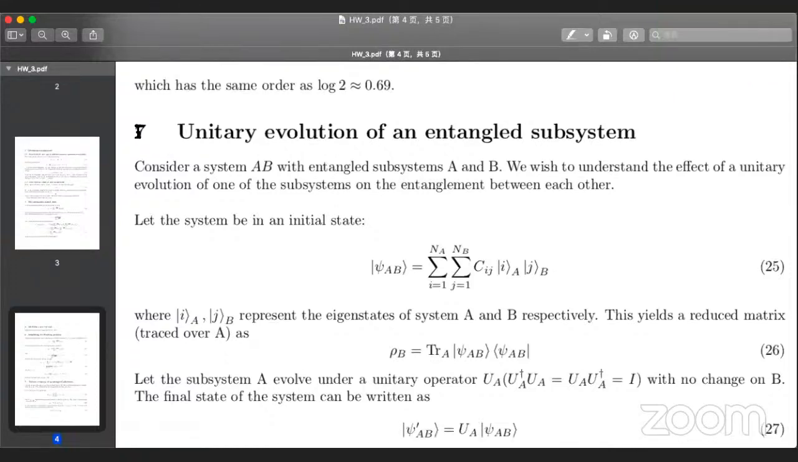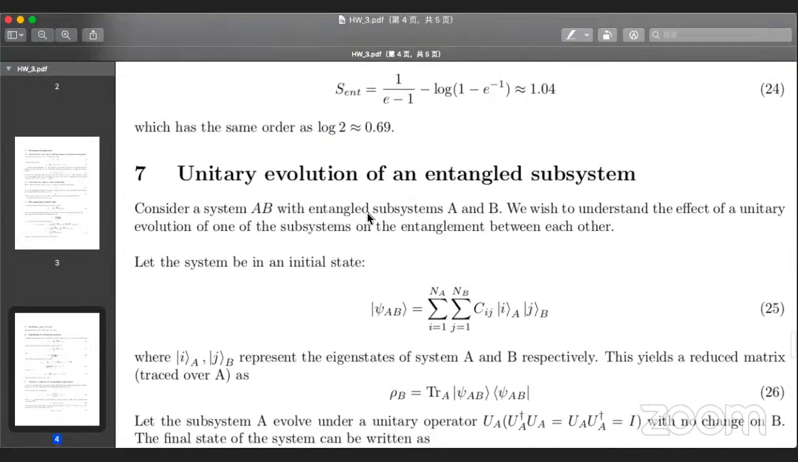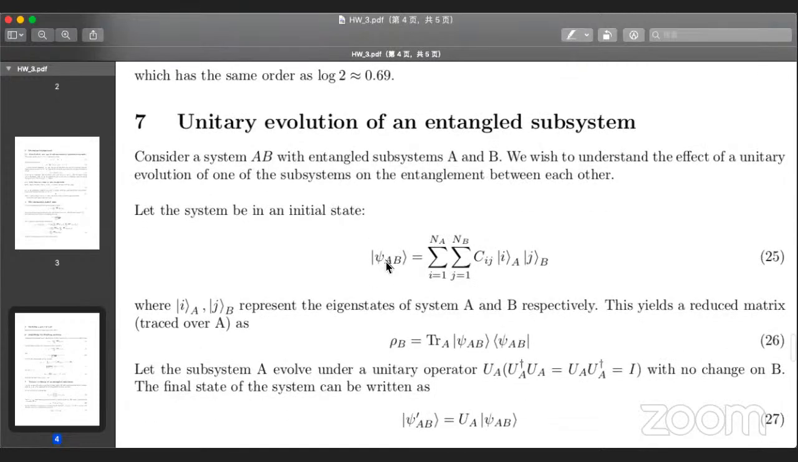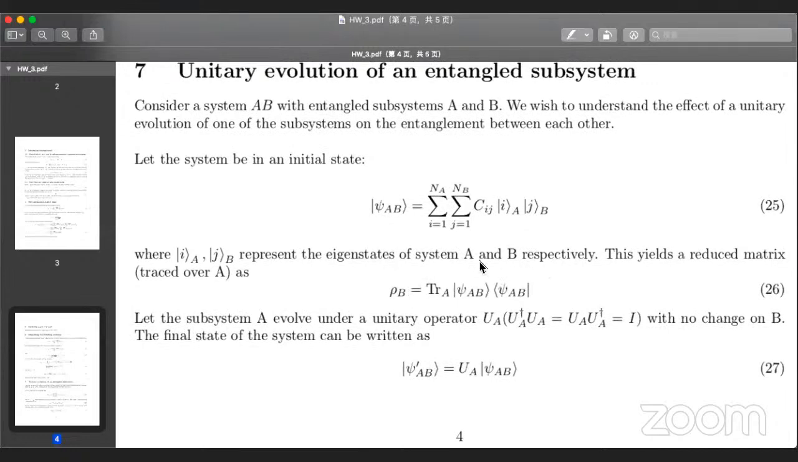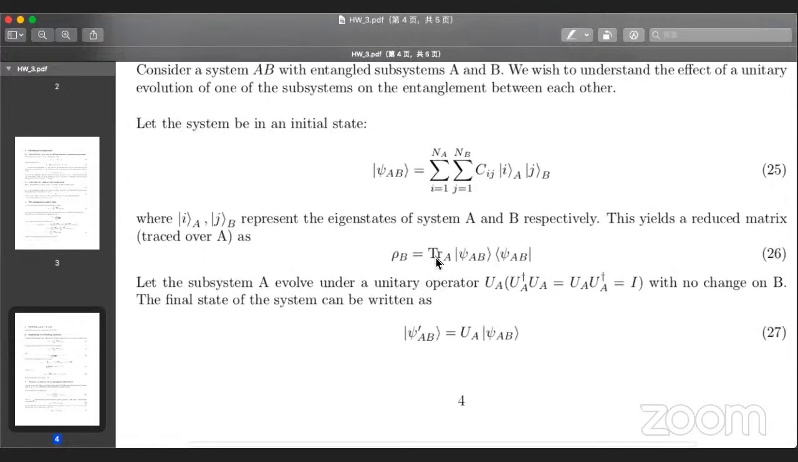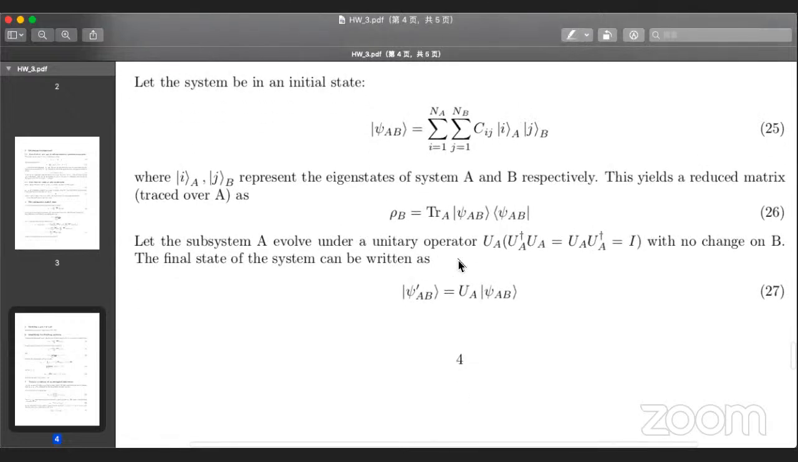Okay, so the problem 7. In this problem, we want to see if we have unitary evolution for one of the subsystems, can we change the entanglement between the system A and system B? For example, if system A and B are in an entangled pure state, we can write it like this, and we can compute, for example, the reduced density matrix for system B by tracing over A. And now let's apply a unitary operator for system A only.